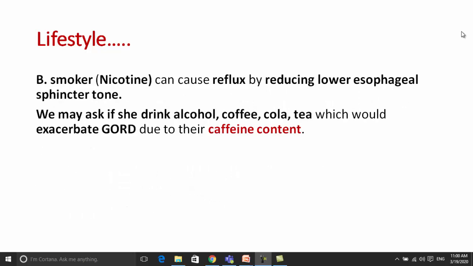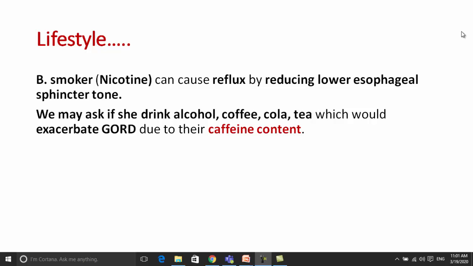The second factor that is related to lifestyle is smoking. Nicotine can cause reflux by reducing lower esophageal sphincter tone. We may ask if she drinks alcohol, coffee, cola, or tea, which would exacerbate gastroesophageal reflux disease due to their caffeine content. Remember, some patients will not disclose information easily to you. As written in the case, the patient said they don't drink alcohol, but that is not clearly identified, because sometimes patients understand drinking alcohol as drinking a high amount of alcohol, or a high amount of coffee, or cola or tea.